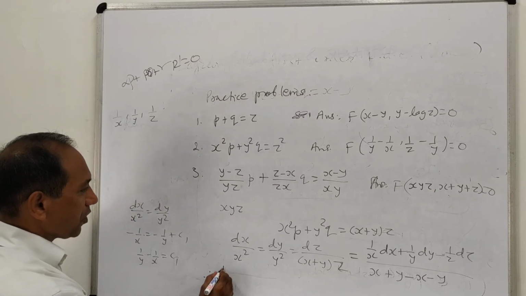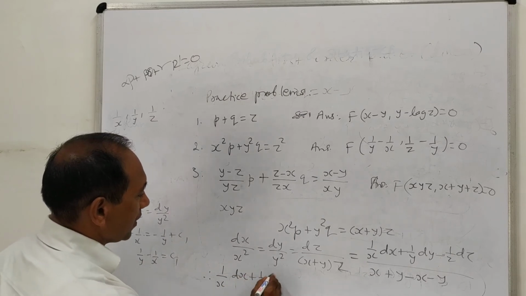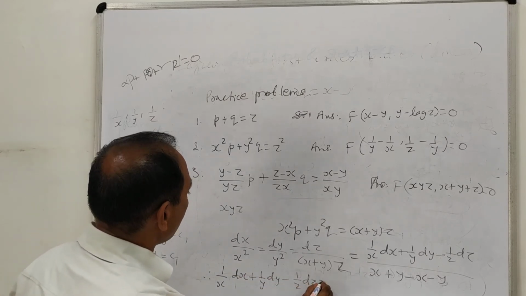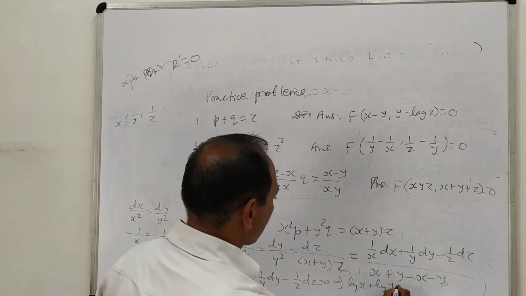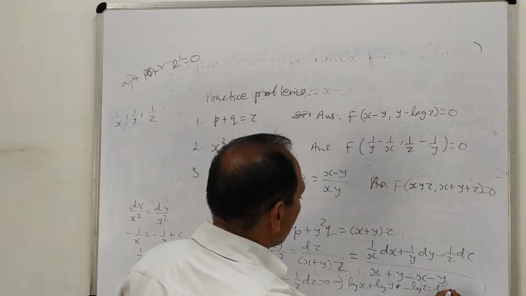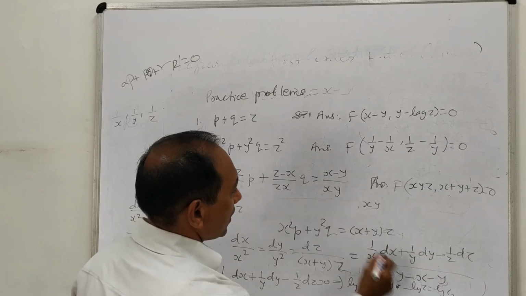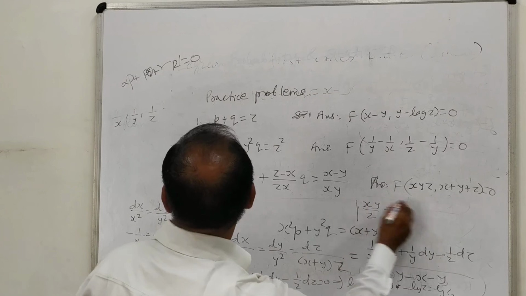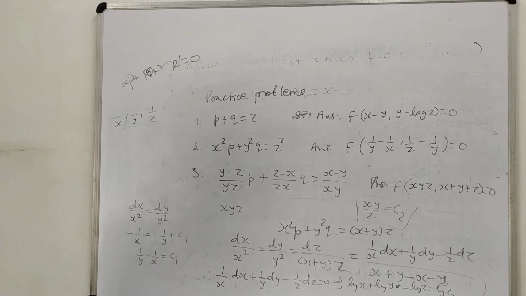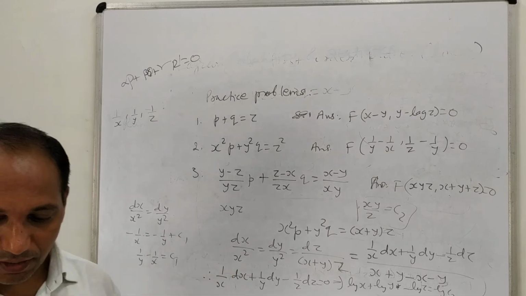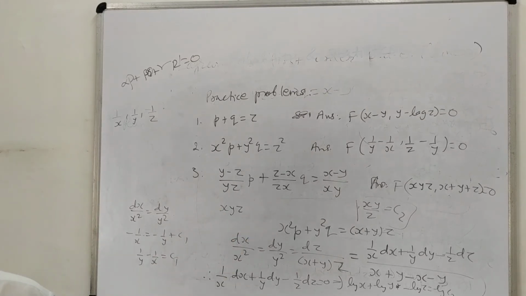So therefore we will take 1 upon x dx plus 1 upon y dy minus 1 upon z dz equal to 0, and integration will give us log of x plus log of y minus log of z equal to log of c2. So this is log x plus log y is log of xy, and minus log z means xy upon z equal to c2. This is the second solution. So here you should write it using the multipliers 1 upon x, 1 upon y, and minus 1 upon z. This example illustrates the use of method of grouping and method of multipliers together to obtain the solution.